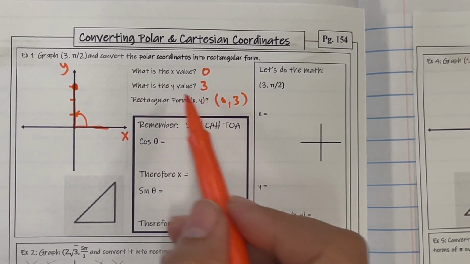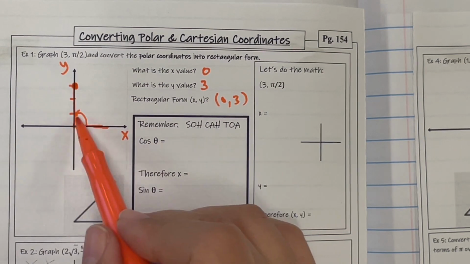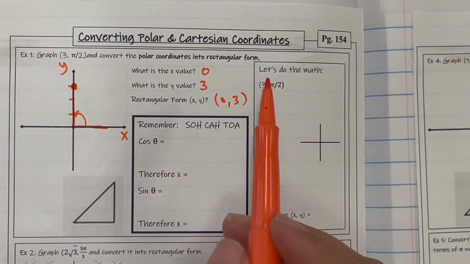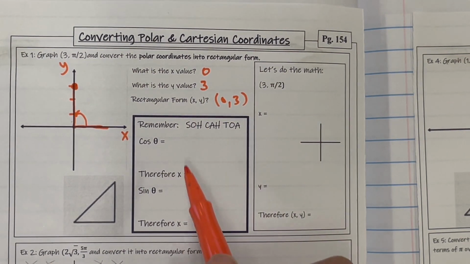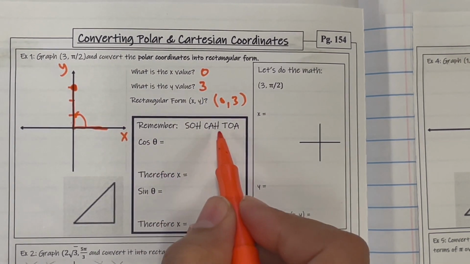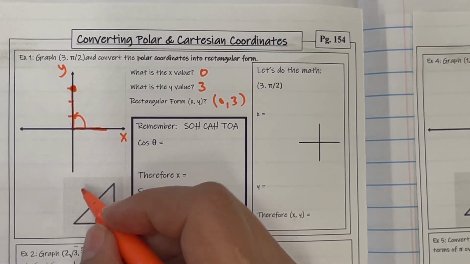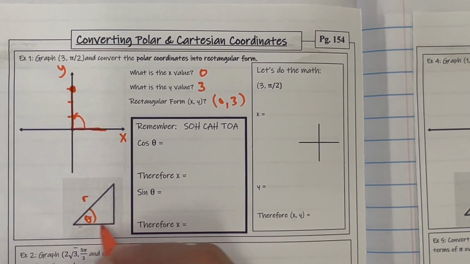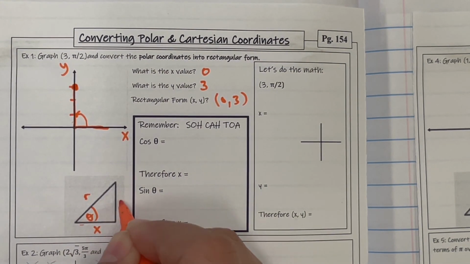So now we could do that because that was relatively easy to do, but sometimes it's not as easy to do just by drawing it. So what you have to do is figure out how you can use formulas to do it. So remember SOHCAHTOA. So again, from a previous video, if this was theta and this is the radius, this is the x value and up is the y value.